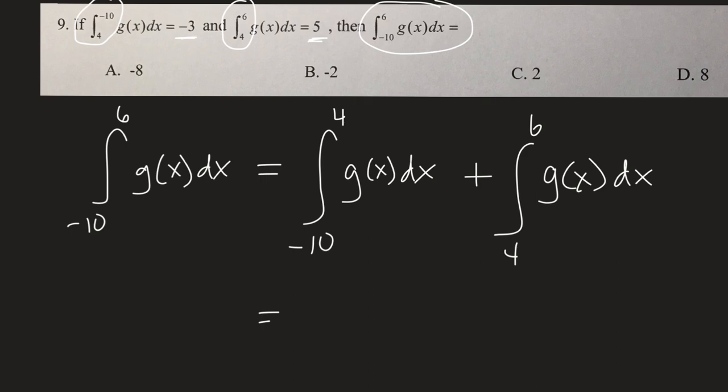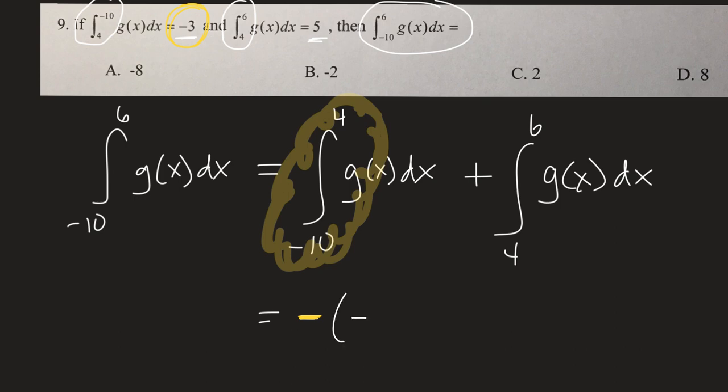Okay. Now this one we're not exactly given. Something similar to this we were given from 4 to 10, and this is from negative 10 to 4. So what happens, I hope you remember, is that when you switch your limits of integration, the top and the bottom switch, then the area under the curve becomes negative. So if we're going to go from negative 10 to 4, that's going to be the negative of negative 3. When you switch your limits of integration, the area becomes negative.